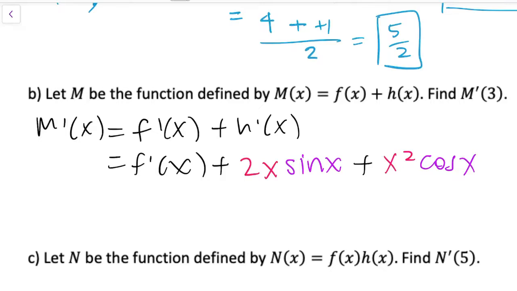So now finding m prime, timeout, that would probably be a point on the AP exam. So can you find m prime of x, and are you clear in doing so? Ta-da, we found m prime of x.